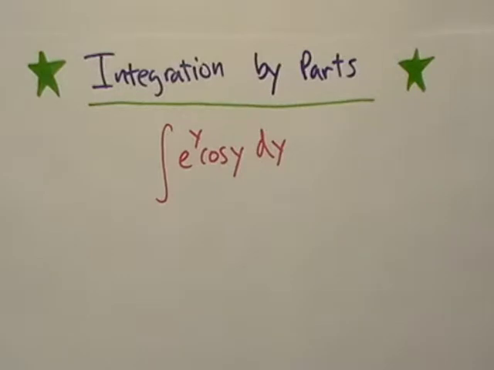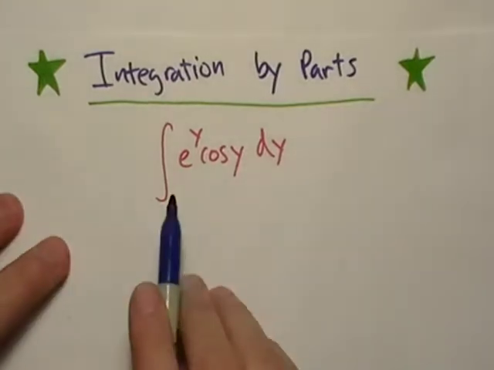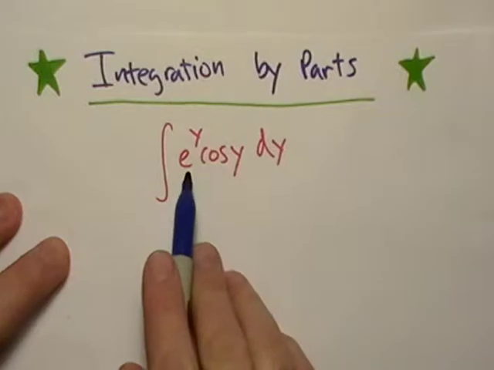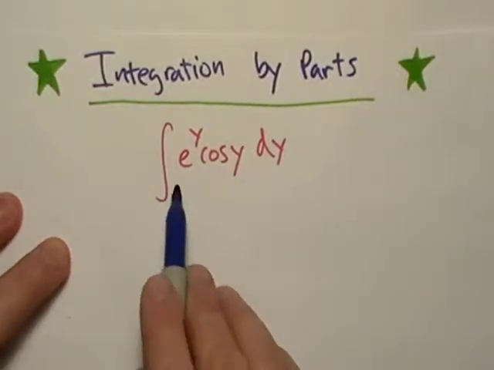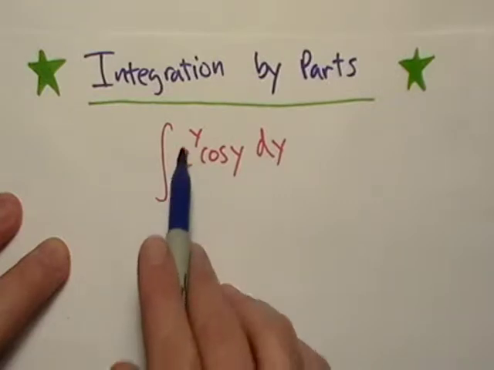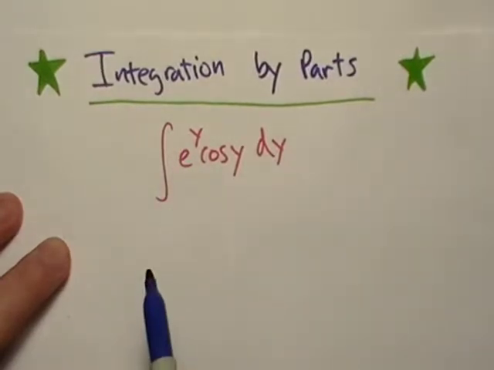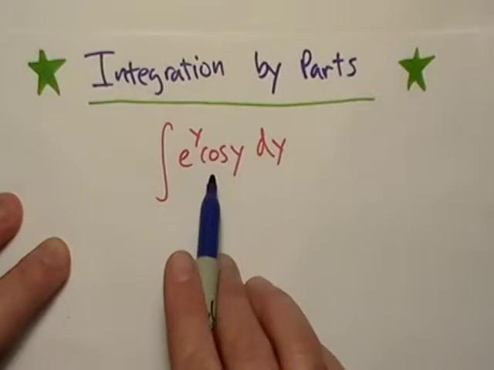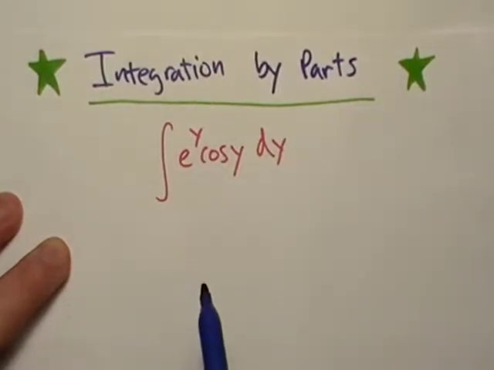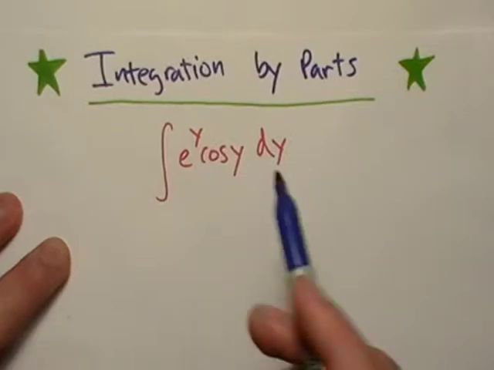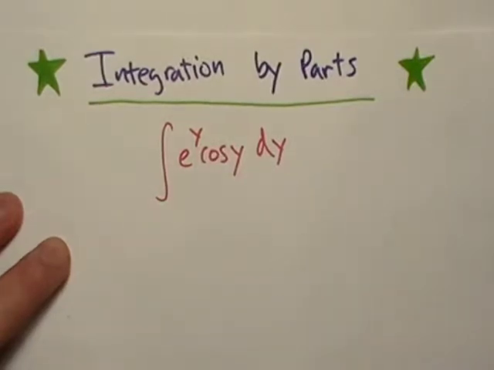But in this problem, it's a little different because, just take a look here, we've got two different functions, really. We've got e to the y and cosine y, and neither of them is going to go away. I can integrate and differentiate this e to the y all day, it never goes away. And this cosine y doesn't go away either. It just alternates between sine and negative cosine and sine, forever. So what do you do?